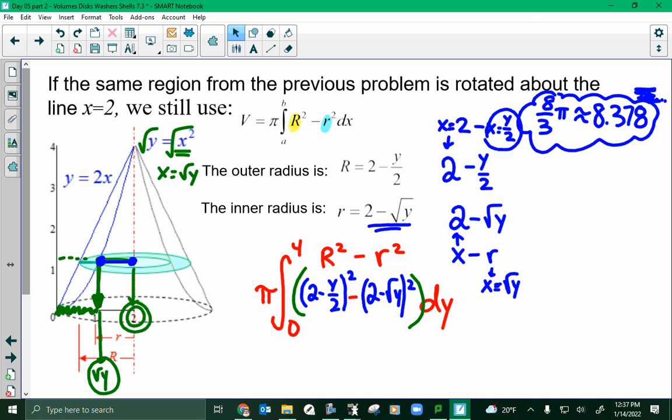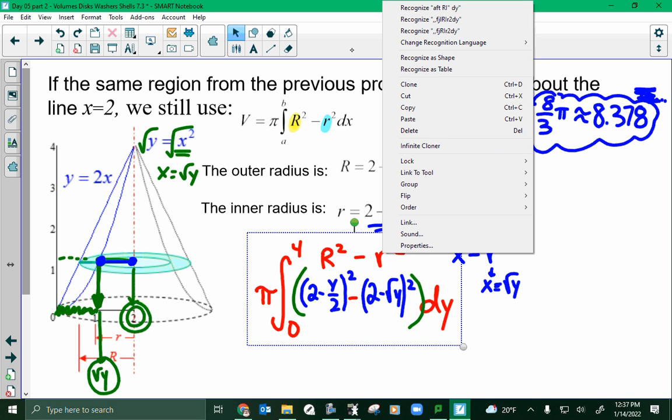Oh, come on. Now this won't break apart. Come on. Come on. You stink.